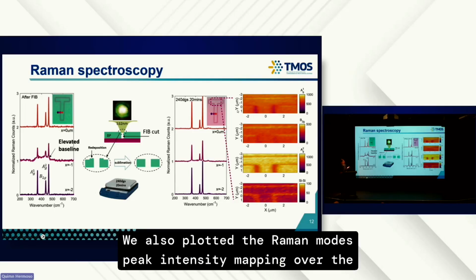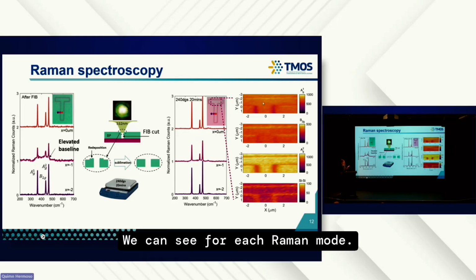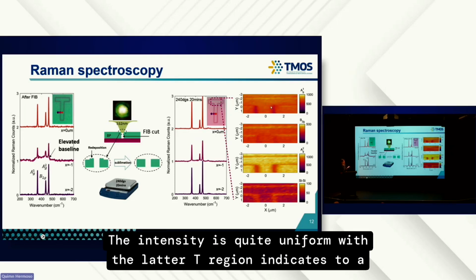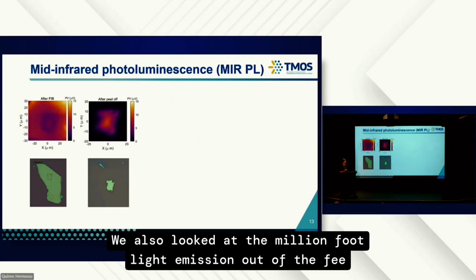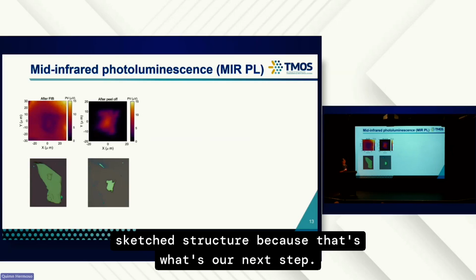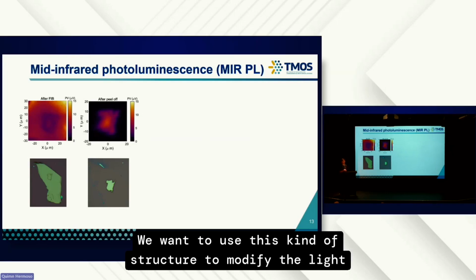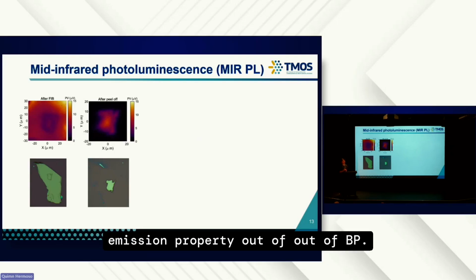We also plotted the Raman modes peak intensity mapping over the letter T region. We can see for each Raman mode, the intensity is quite uniform within the letter T region, which indicates well-preserved BP crystallinity. We also looked at the mid-infrared light emission out of the FIB sketched structure, because that's our next step. We want to use this kind of structure to modify the light emission property out of BP.